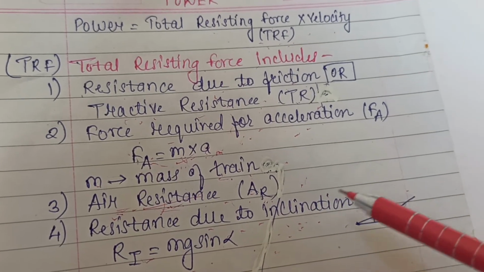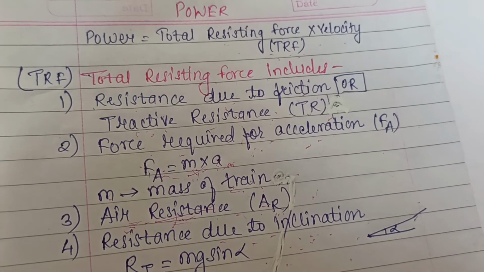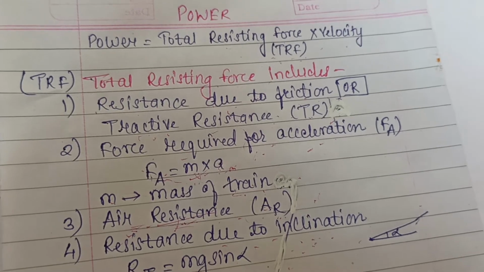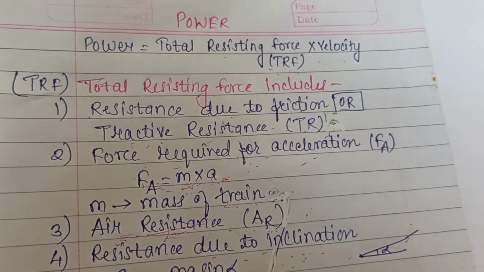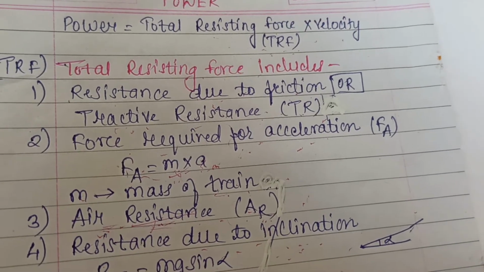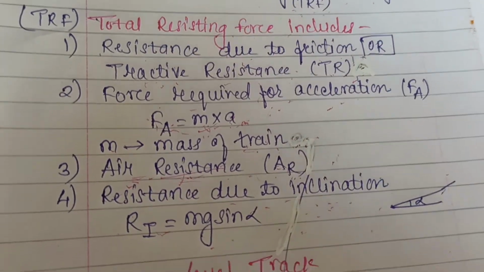The mass of the train means it will be the mass of the engine plus the mass of the wagons, or sometimes it will be simply the mass of the engine if the engine is only moving on the track. And A stands for acceleration.